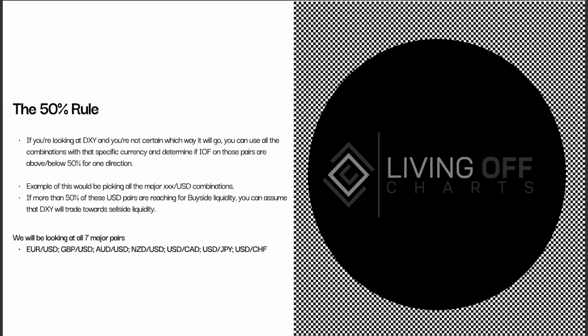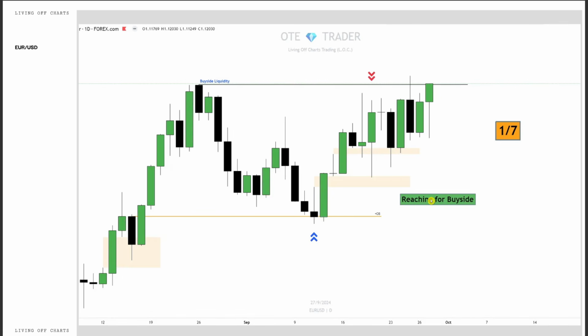So we'll be looking at all these 7 major pairs here. Even though AUD USD and NZD USD are not considered a major pair, I think it's a minor pair, but they're all with a dollar ticker. So if we look at Euro USD, right, we'll just note down every single pair. Are we reaching for buy side or are we reaching for sell side? All right, so over here, we can see price goes back into this order block with this candle, then price starts to push up, right?